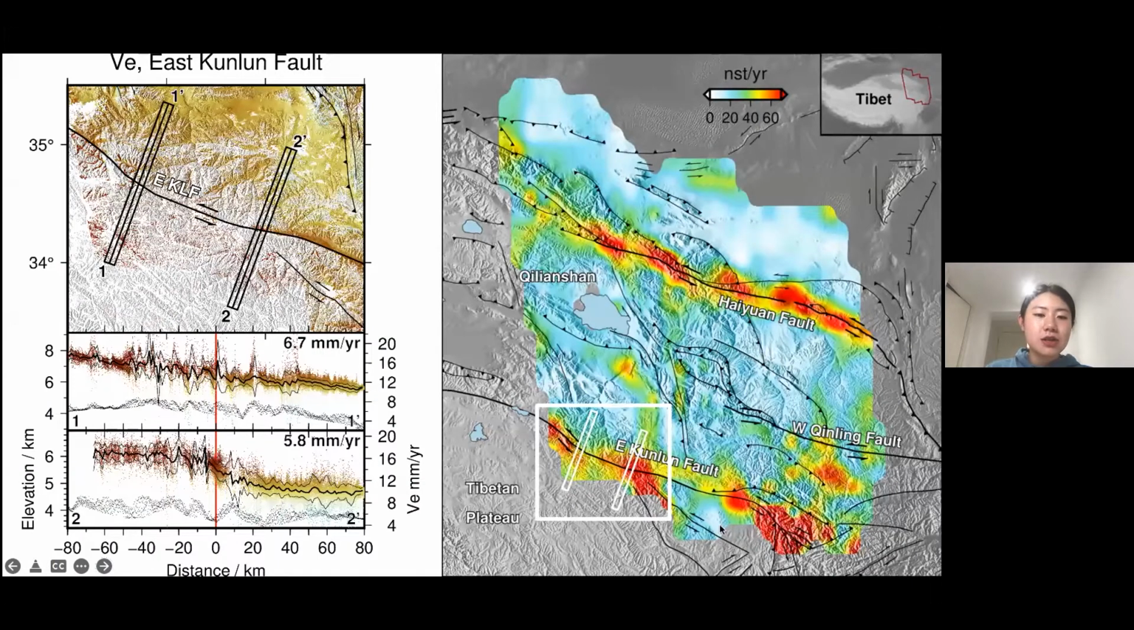We can further interpret the strain rate field by comparing the strain rate with the velocity profiles. For example, on profile 2 here across the East Kunlun fault, there is a strain rate peak on the fault, and that corresponds to the velocity gradient in the arctangent shape of the velocity profile, as predicted by the Okada dislocation model. However, across profile 1, we have an almost linear velocity profile, and that gives rise to a much more diffused strain rate profile.